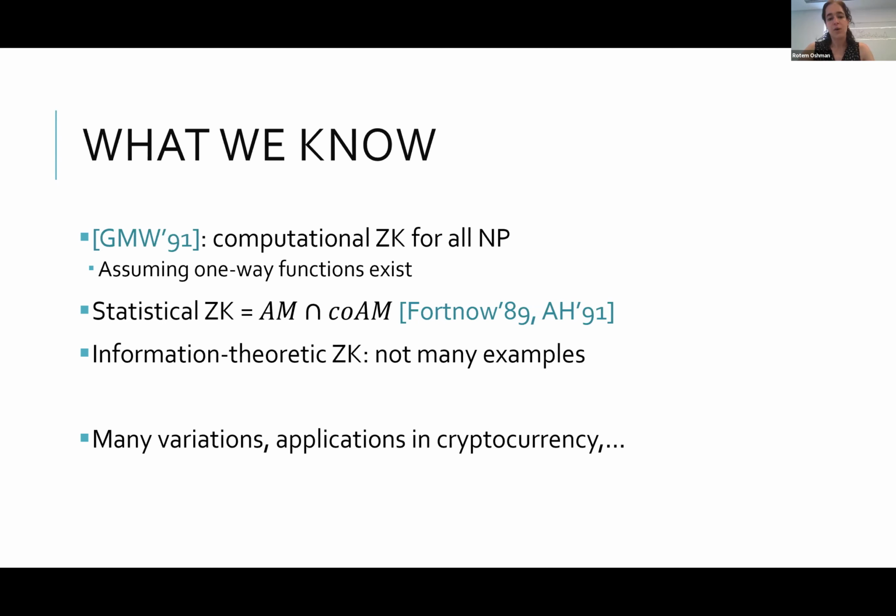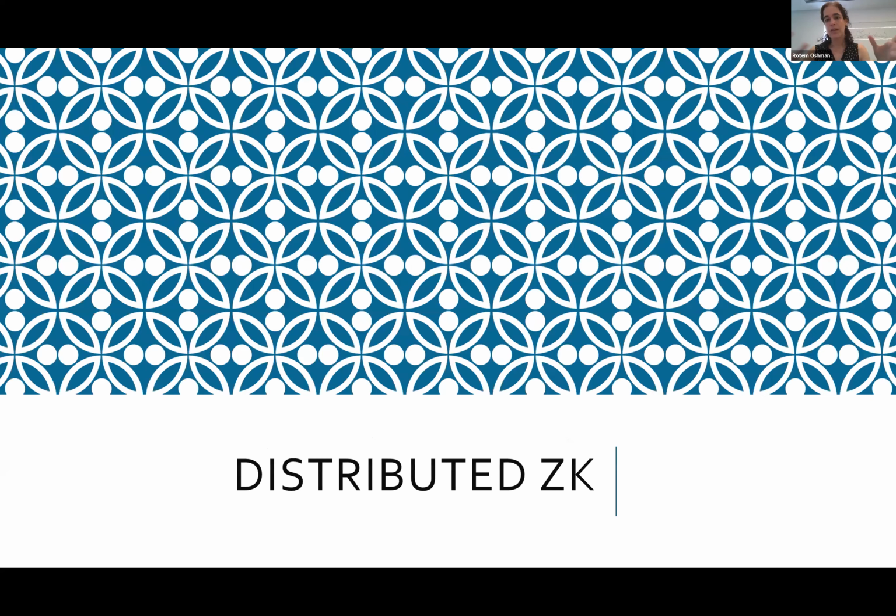Okay, so let's talk now about distributed zero knowledge. So we'd like to combine these two notions, to take proof labeling schemes and require now that the nodes of the network shouldn't learn anything from the prover when they interact with it in order to decide if they should accept or reject the network graph.